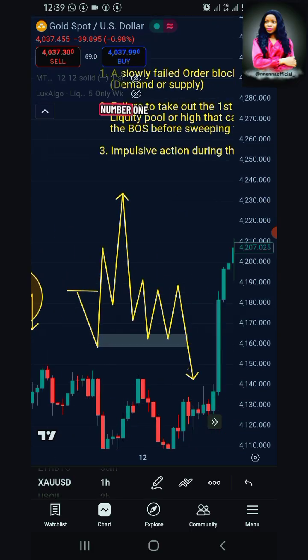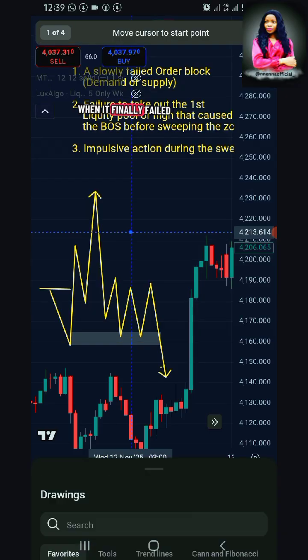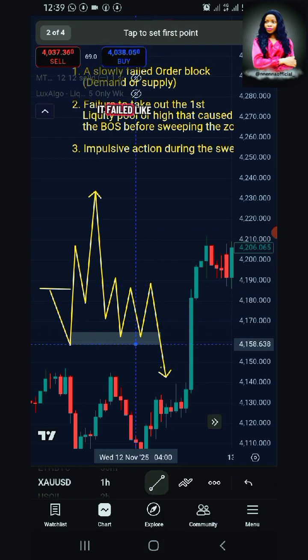Unlike the number one, you can see when it finally failed, it failed massively. The market just came and brushed it off. The market came and brushed it off. There was no mercy again.